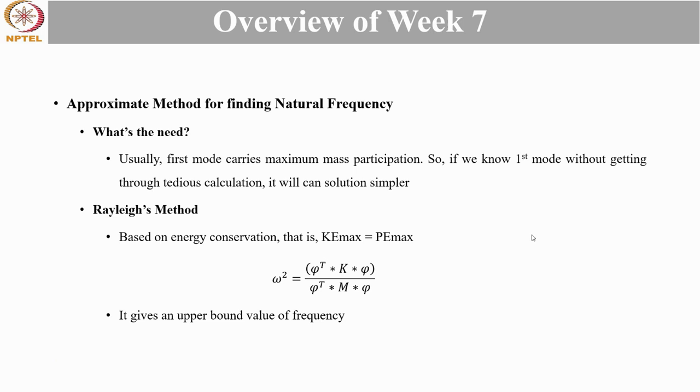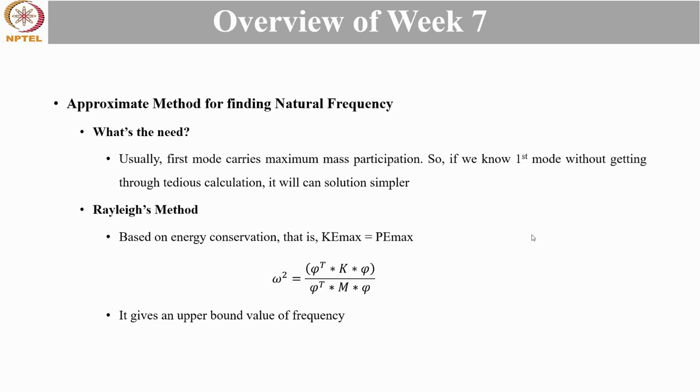Okay, so now it is not always simple to solve the complex matrix every time, so we need an alternative to the complex system. And how does this alternative work? Usually the first mode carries the maximum mass participation, so if we know the first mode without going through the tedious calculation, we can have a simpler and much faster solution. And for this we have two techniques, Rayleigh's method and Dunkerley's method.